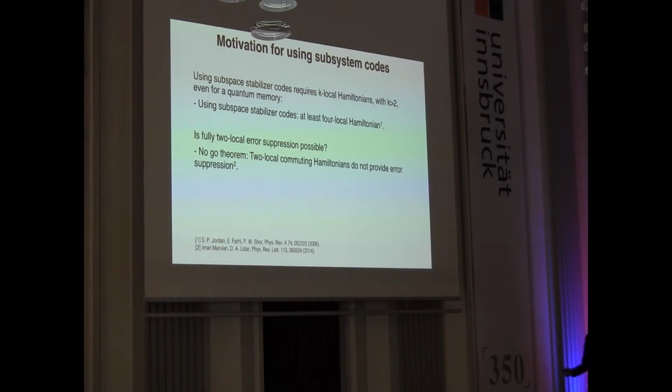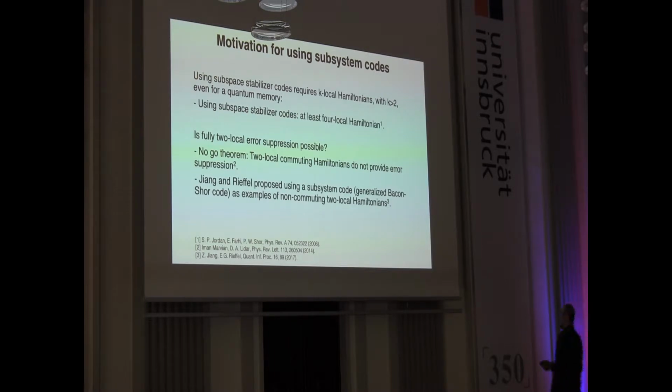Okay, what about 2-local Hamiltonians? What can I do with them? Can I go beyond these 4-local Hamiltonians in this specific form to come up with an error-suppressing Hamiltonian? Again, it was shown that 2-local commuting Hamiltonians, which are a generalization of these subspace stabilizer codes, still can't give error suppression.